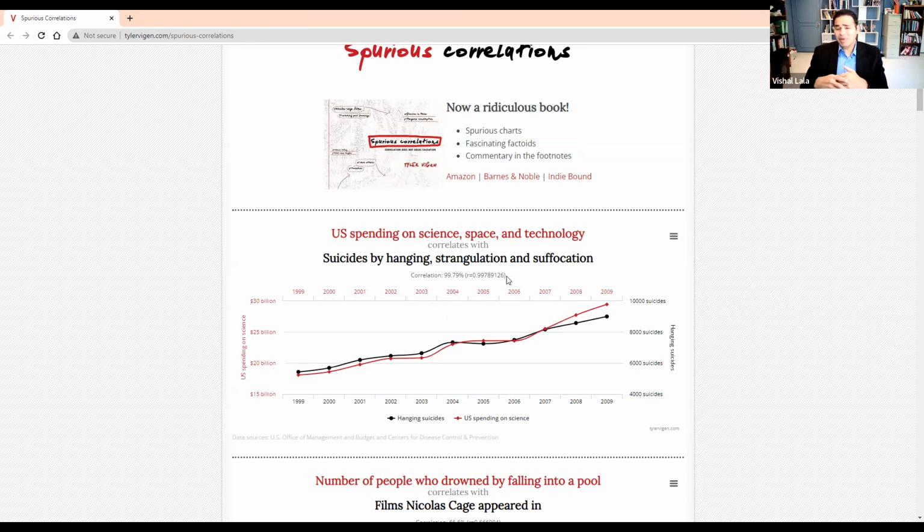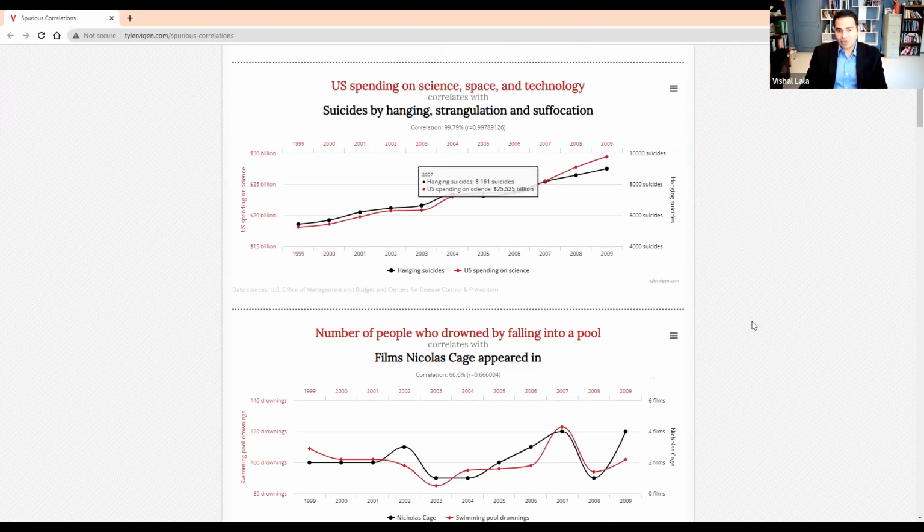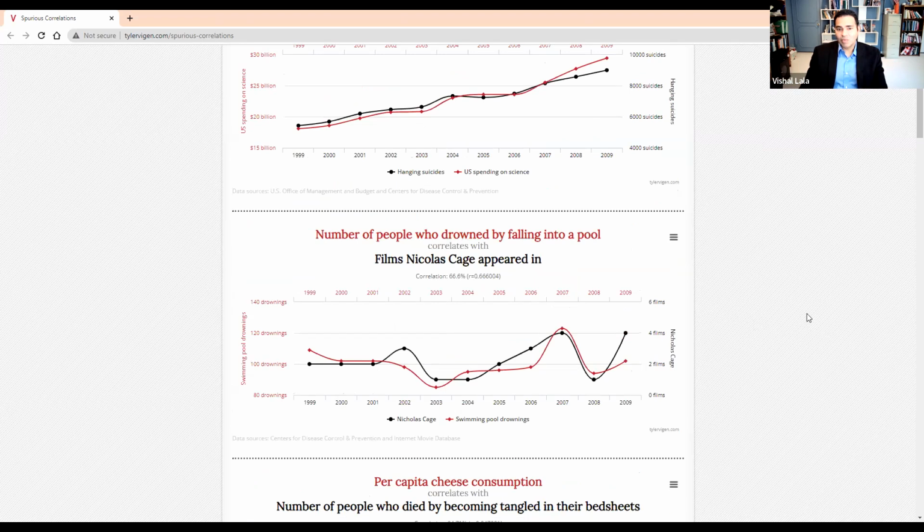Now, again, it'd be foolhardy to assume that the more America spends on science, space, and technology, the more suicides by hanging, strangulation, and suffocation there are, as if US spending was causing them. That would be just foolish. It would be just as foolish to assume here that the more movies that Nicolas Cage appears in, the more people drown by falling into the pool, just because there is a correlation between those two sets of data. Correlation of 0.666.